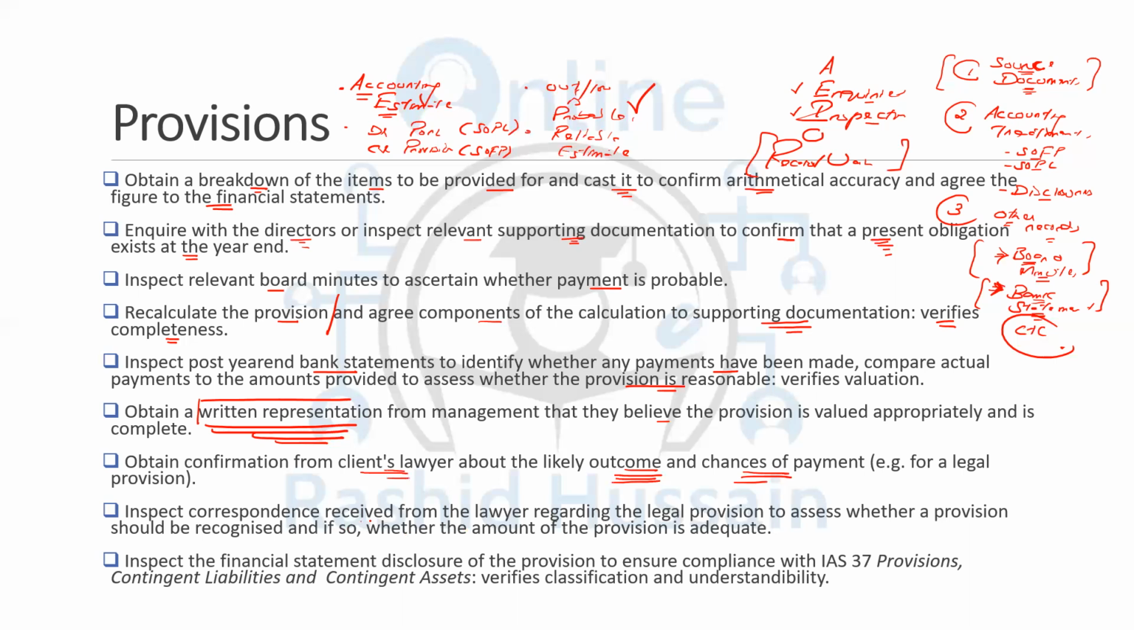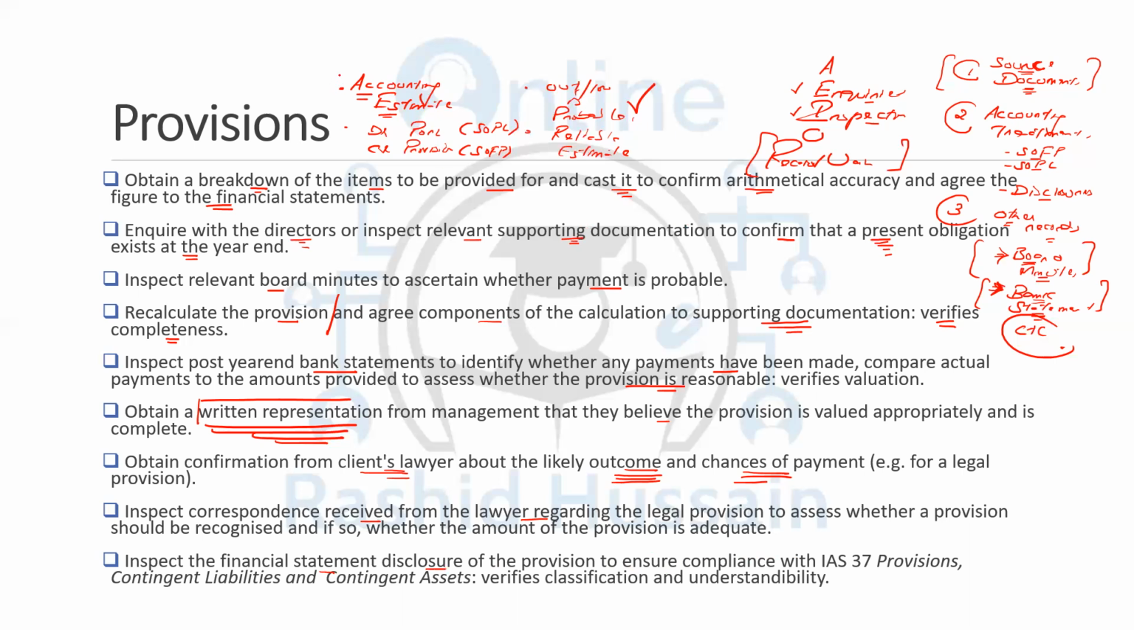And again, the correspondence is received from the lawyer. And then one of the most important, easiest, and mark-gaining procedures, which fits almost everywhere, is to inspect the financial statement disclosure for the provision according to the relevant standard. There's no need to write the name and the number of the standard. So review the notes to the financial statements, or inspect the financial statement disclosure, to see whether they have been correctly provided as per the relevant standard.